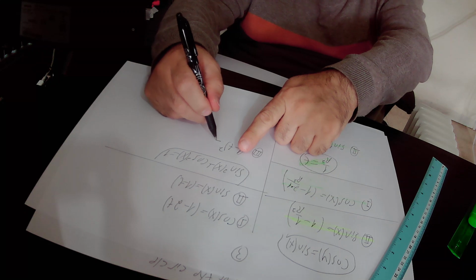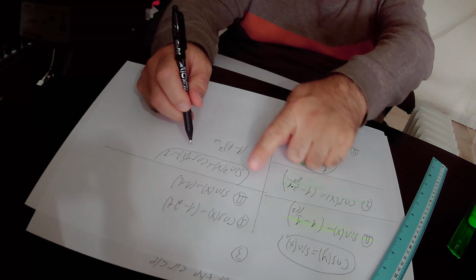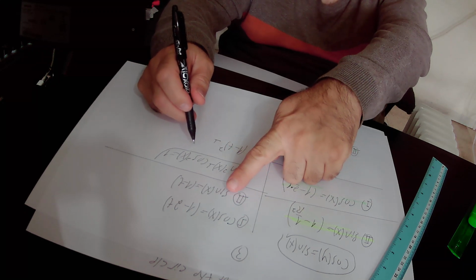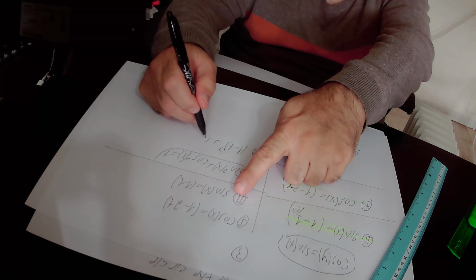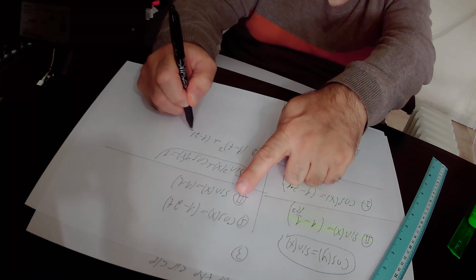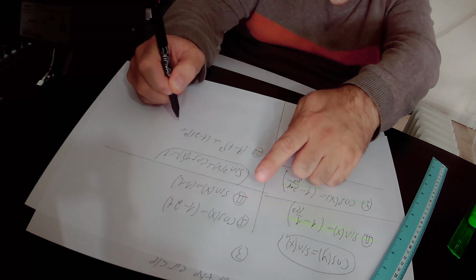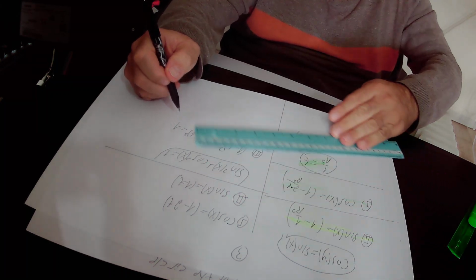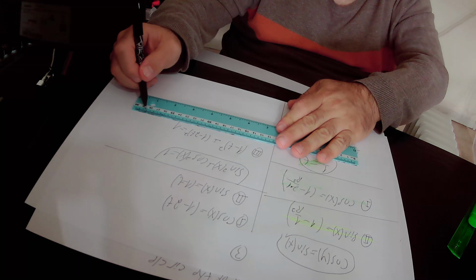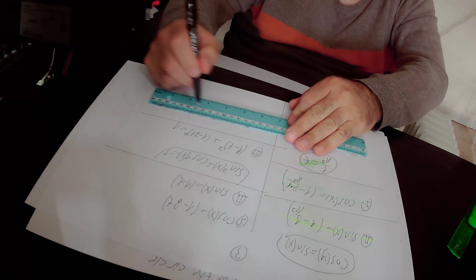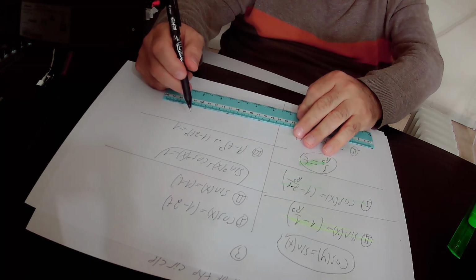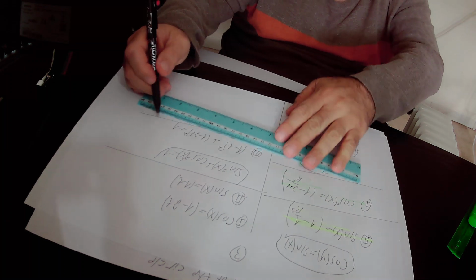Plus cosine square x. Cosine x is 1 minus 2t, therefore cosine square x is (1 minus 2t) squared, equals to 1. So in conclusion, according to equation number 3, (1 minus t) squared plus (1 minus 2t) squared equals to 1.